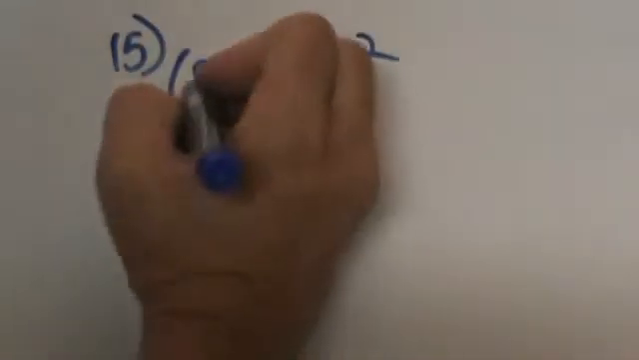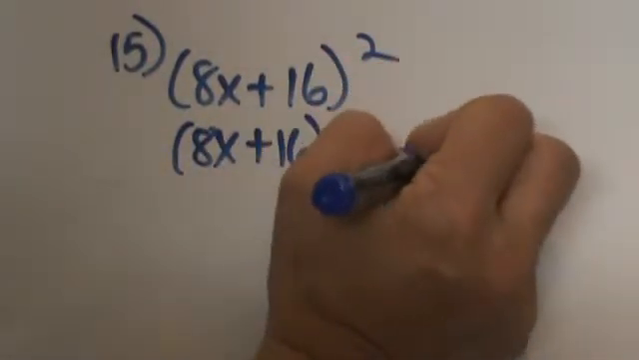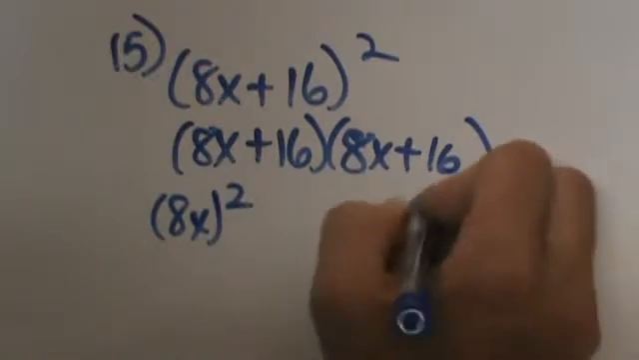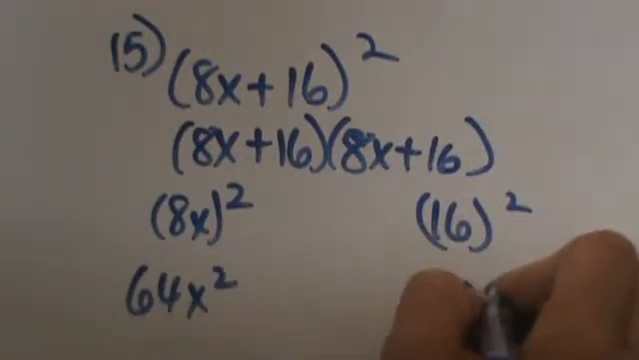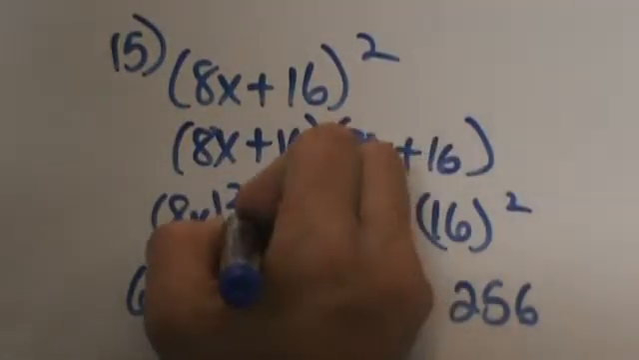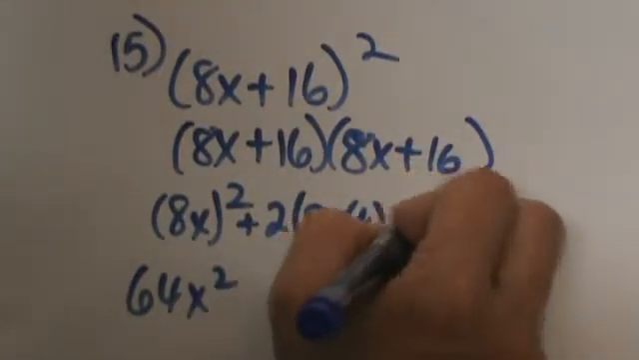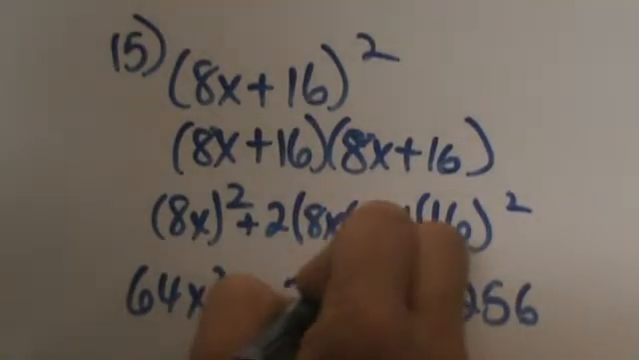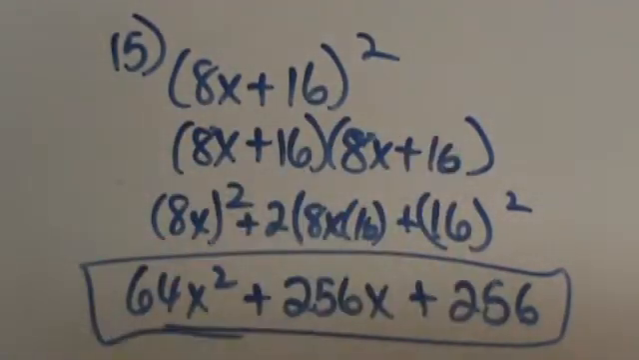Okay, remember this is the same thing as 8x plus 16 times 8x plus 16, right? But we can also use the shortcut: 8x quantity squared and 16 quantity squared. Okay, this is going to give me what? 64x squared and 256. Okay, and then remember we can multiply and double for the middle term. So you're going to multiply 8x times 16, and then you're going to double that. So let's see, that's going to end up being 256x. Okay, and that is your answer. So I wanted to go over that pattern again with you.